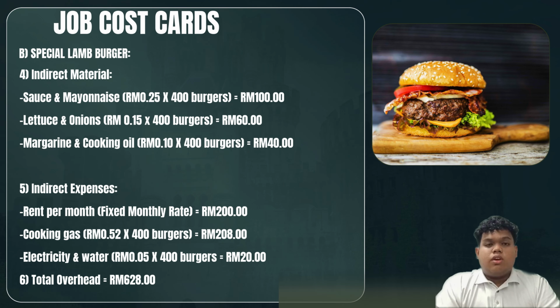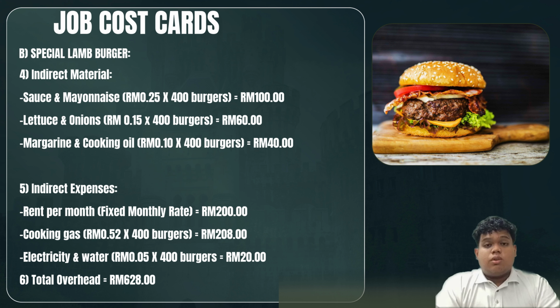Then we need to calculate all the indirect expenses. First, we have rent per month, where it was fixed monthly rate, where it is 200 ringgit Malaysia. Then we have a cooking gas, 52 cents times with 400 burgers, we've got around 208 ringgit. Then we have electricity and water, 5 cents for a burger, times with 400 burgers, we've got around 20 ringgit.